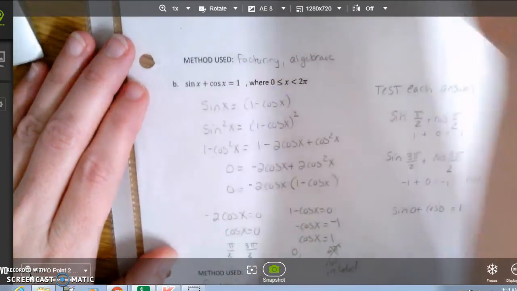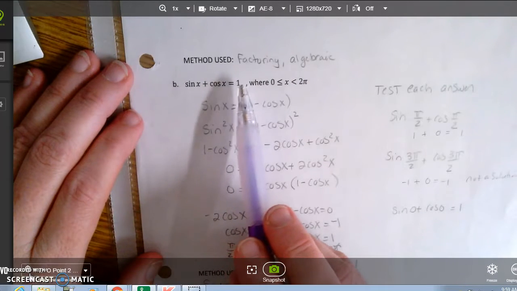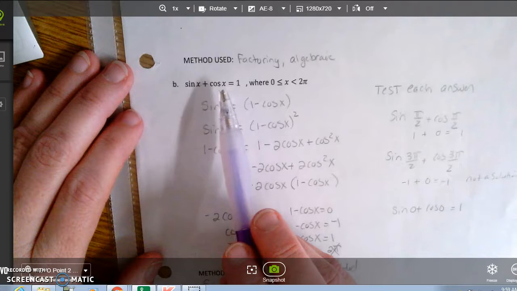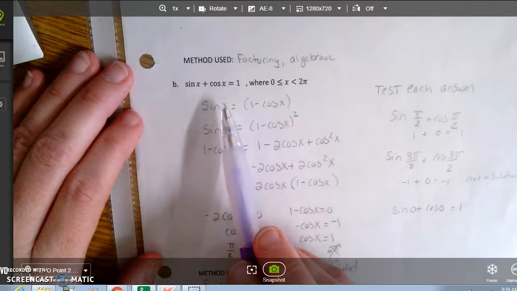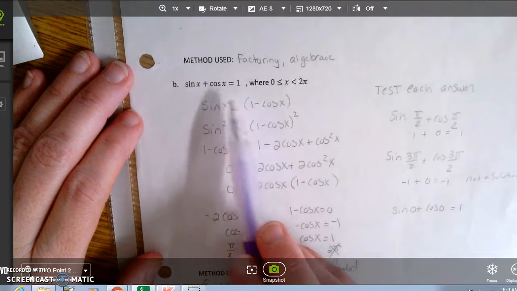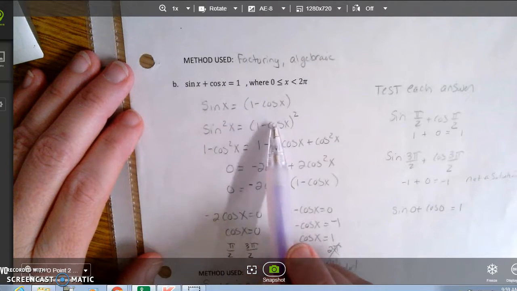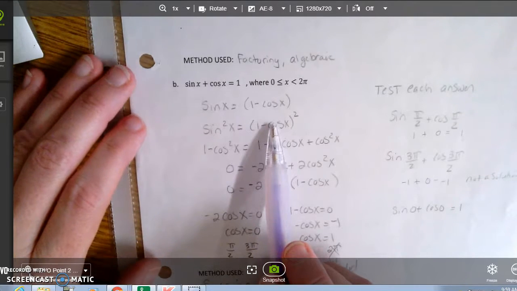The second problem is a little bit more involved. So with this one, we again need 0, but if I move the 1 over, I'm not going to be able to do much with that. So for this one, I separated the two pieces. I've moved the cosine to the other side. I squared both sides. Remember, I can do something to both sides of the equation.